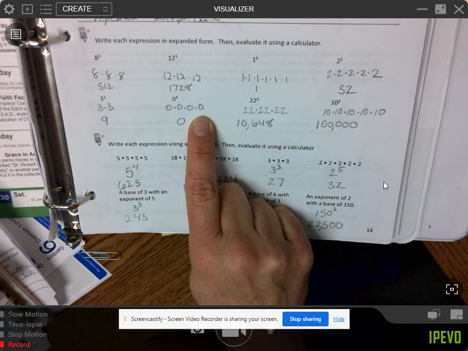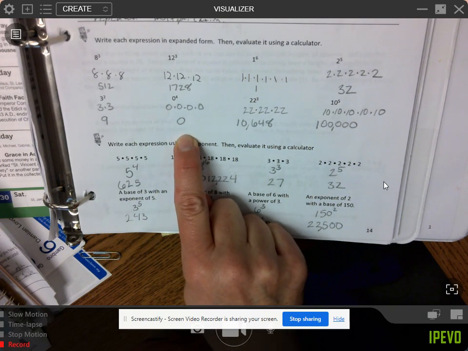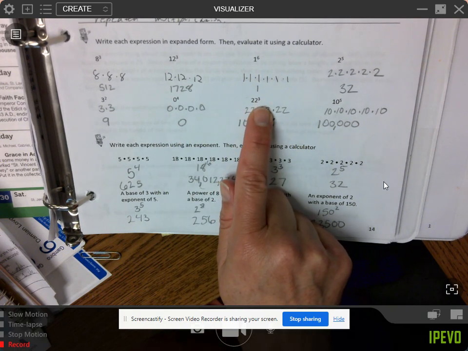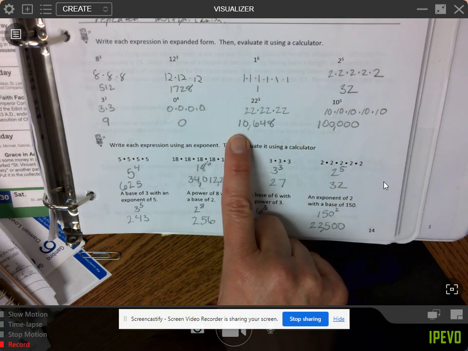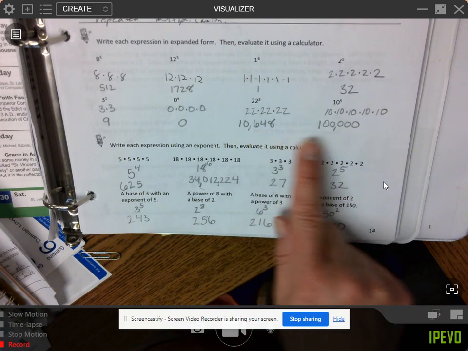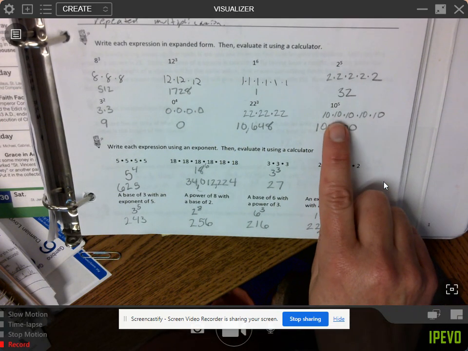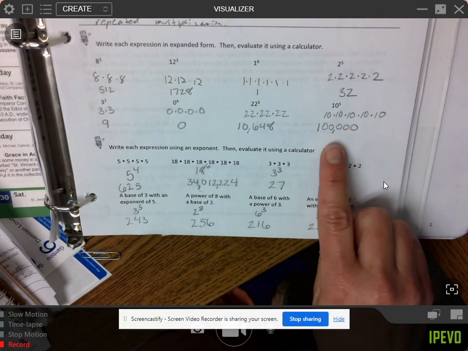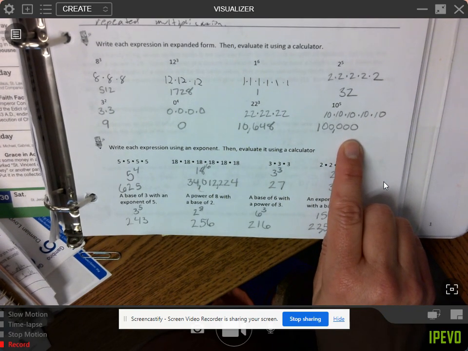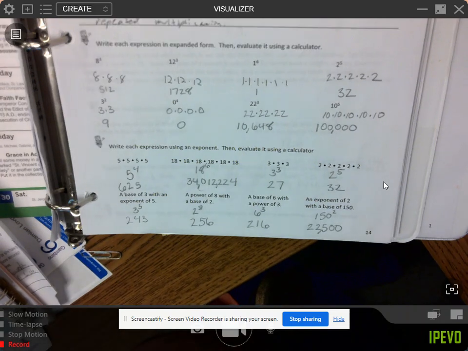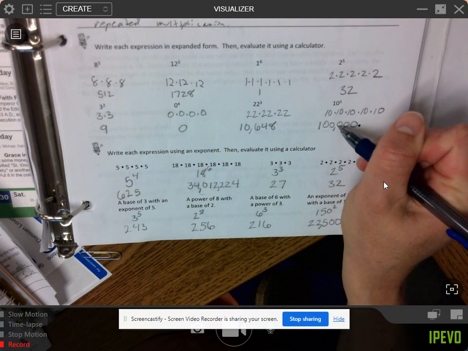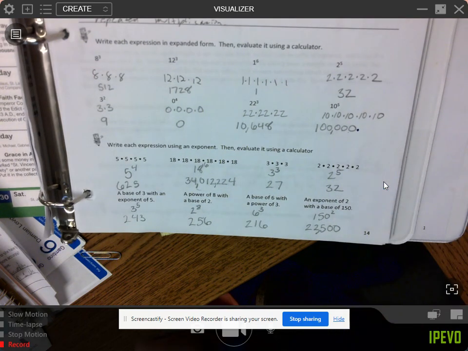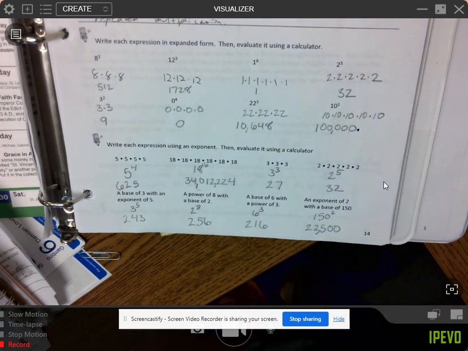Anything we multiply by 0 will always be 0. 22 to the third power is 22 times 22 times 22, which is 10,648. 10 to the fifth power is 10 times 10 times 10 times 10 times 10, which is 100,000. And remember, we are working on putting those commas in. So when we have our decimal point here, you count 3 to the left, put your comma. So make sure you're using your commas.